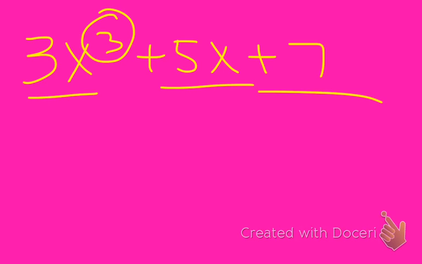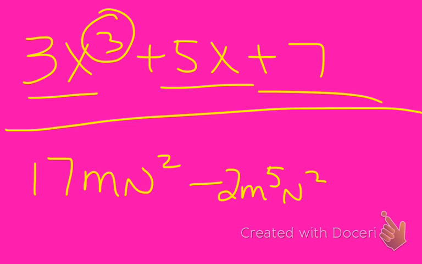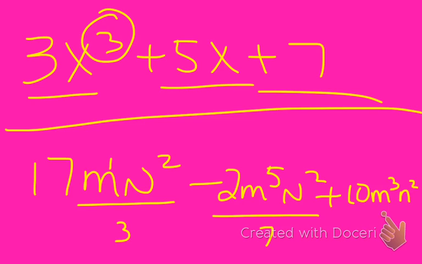Okay? Now, the trouble comes when I get a polynomial like this one, 17mn squared minus 2m to the 5th n to the 2nd plus 10 n to the 3rd n to the 2nd. Yes, we just add those exponents to find out the degree. We can't put them together any more. So this one would be a 3, this would be a 7, and this would be a 5.